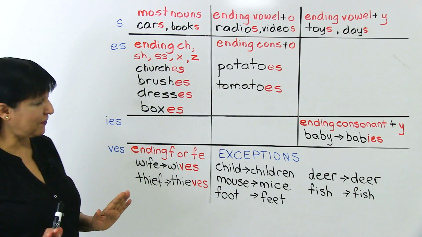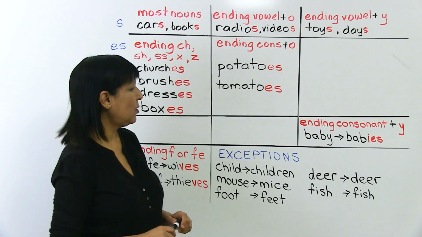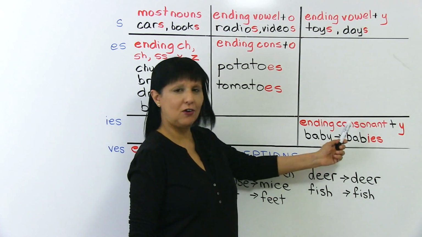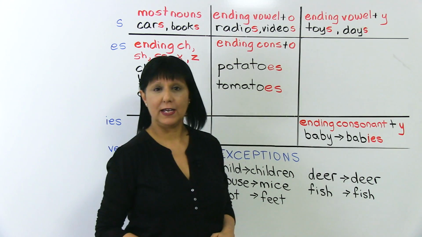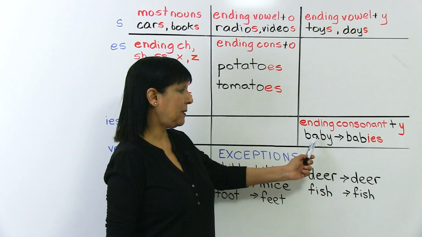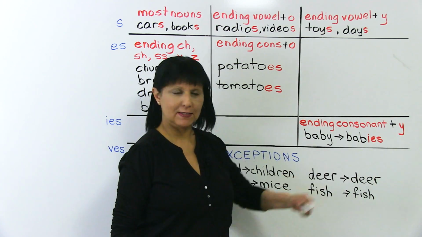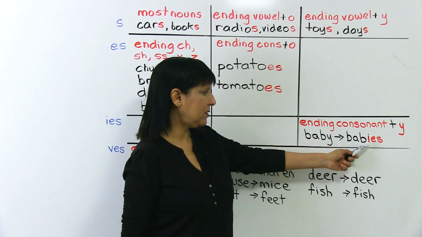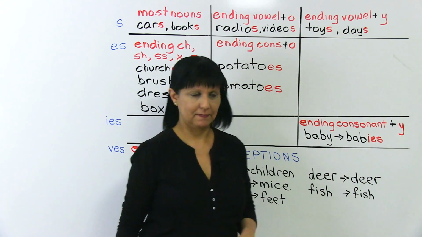All right. Sometimes we need to add IES. Luckily, not very often. When does that happen? When the word ends in a consonant plus Y. For example, baby, babies. All right? It became babies with an IES.